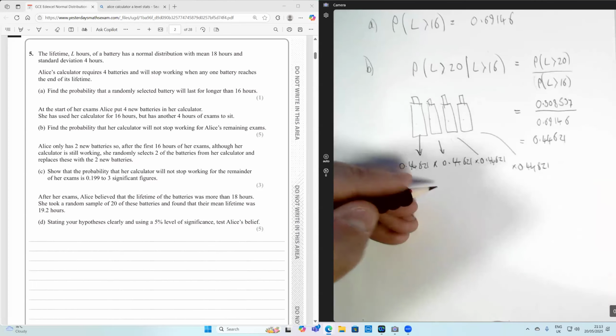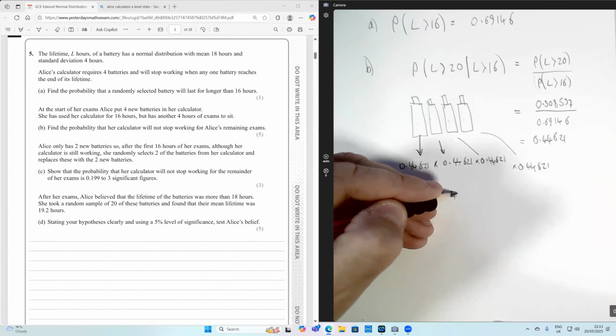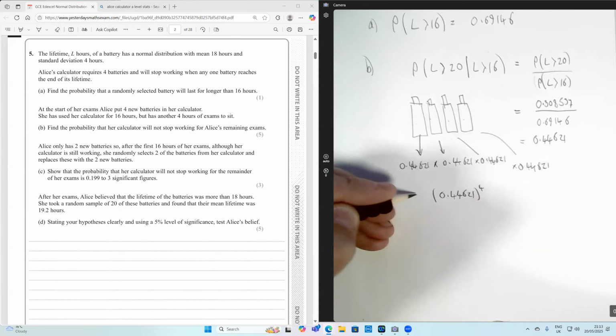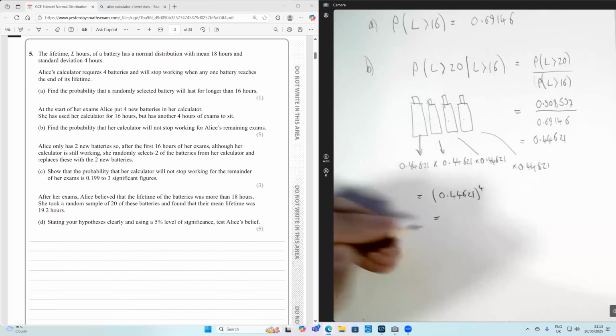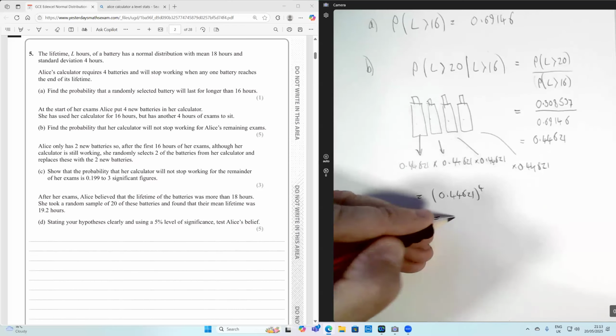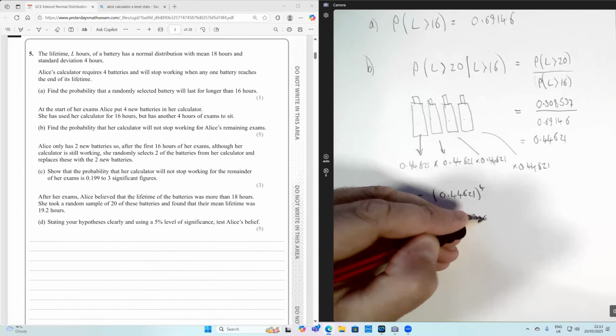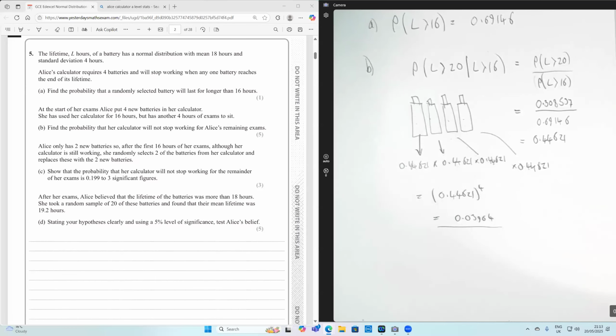that one, okay? Which we can think of as 0.44621 all to the power of 4. Okay, so when we calculate that, that turns out to be 0.03964. So we can see that Alice is playing a very high stakes game here. And in fact, the probability of all 4 of her batteries lasting to the end of her exams is about 3.9%, which is not very high.